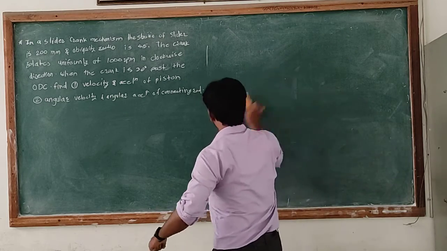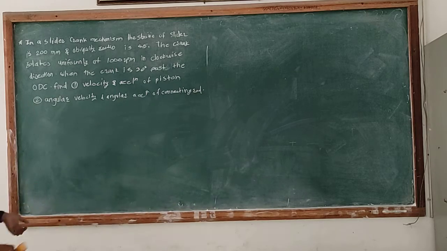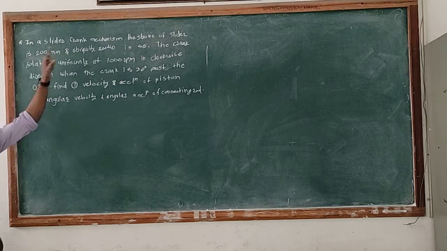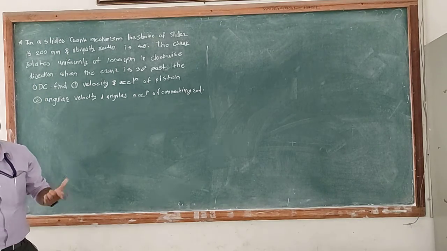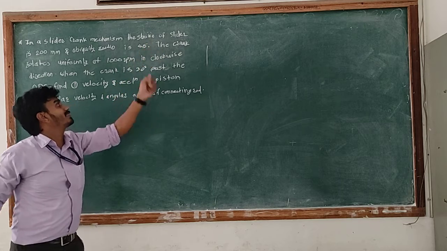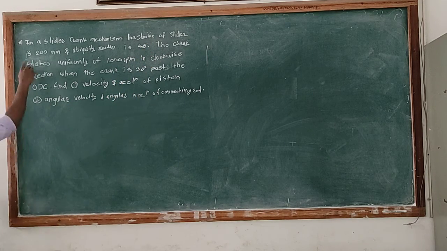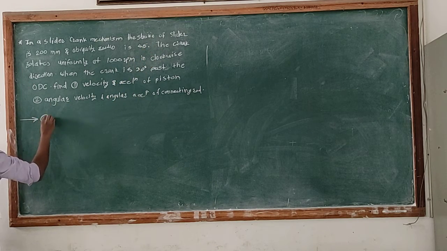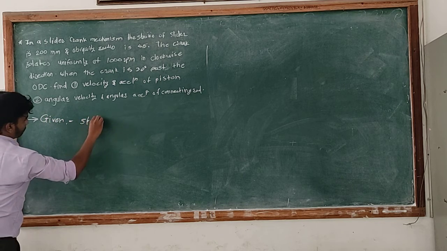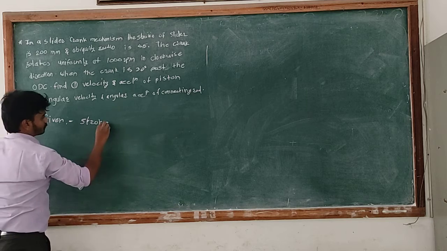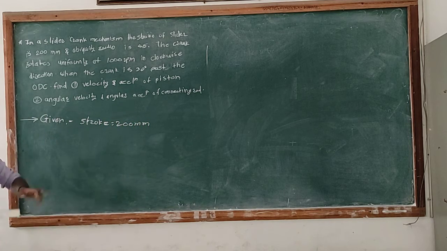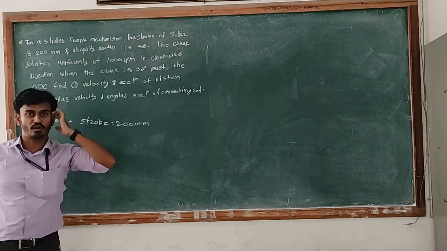So here is our numerical number 1. Numerical 1 is on a slider crank mechanism. The mechanism is given as a slider crank mechanism. The stroke of the slider is 200 mm. So what is given? Stroke is equal to 200 mm, and obliquity ratio is 4.5.